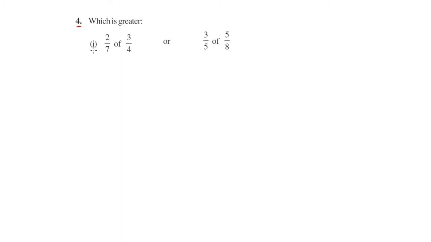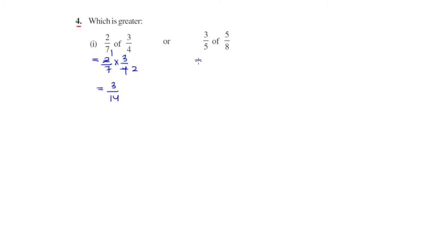If you see the first part, we have 2 over 7 of 3 over 4. So what we need to do? We will write 2 over 7, multiplication sign, then 3 over 4. Now as you can see, 2 and 4 have a common factor, so we'll reduce it. 2 times 2 is 4. Multiplying the numerator part, we will get 3 times 1 is 3 and the denominator part 7 times 2 is 14. Clear?